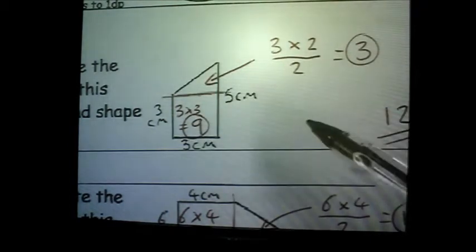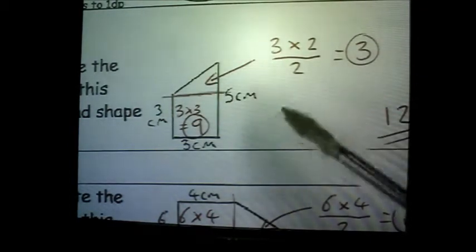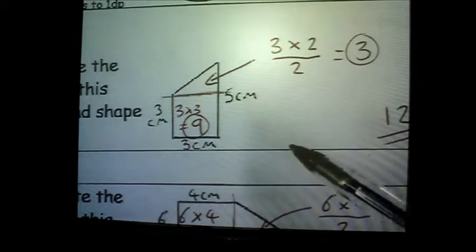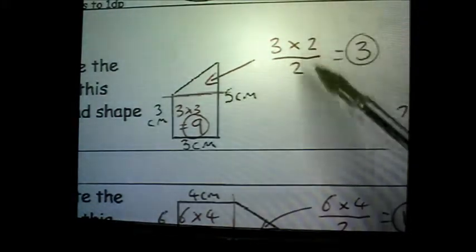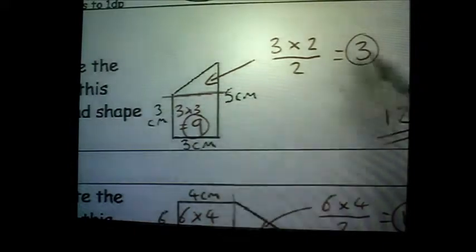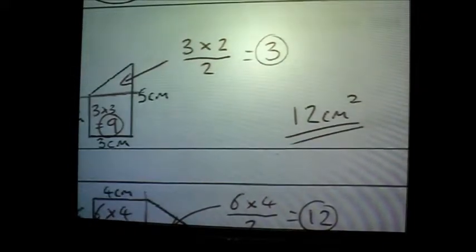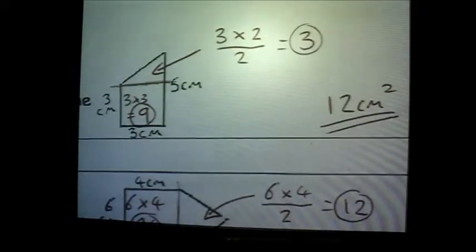It's a triangle. So the formula for the area of a triangle is base times the height, then you half it. So here we go, base is 3, the height is 2, because the whole height is 5, that bit's 3, so that must be 2. So 3 2s are 6, divided by 2 is 3, so 9 add 3 gives you 12 centimetres squared for that one.